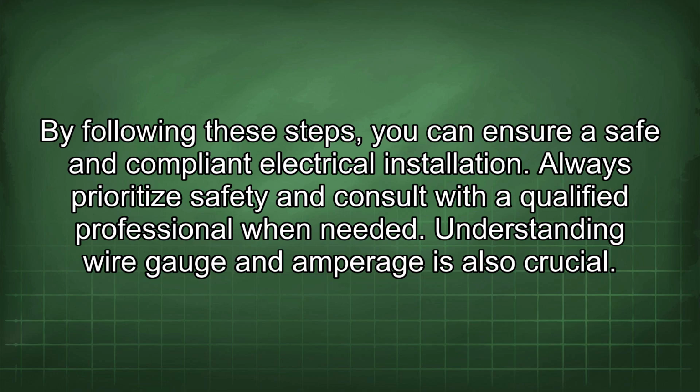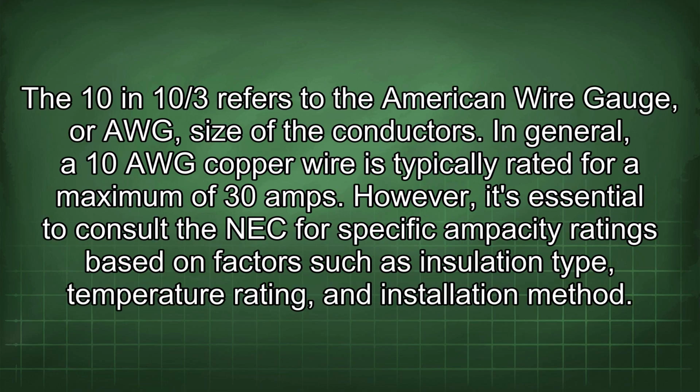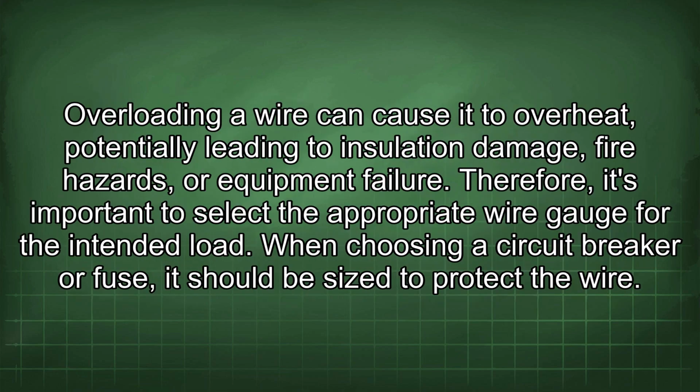Understanding wire gauge and amperage is also crucial. The 10 refers to the American wire gauge, or AWG, size of the conductors. In general, a 10 AWG copper wire is typically rated for a maximum of 30 amps. However, it's essential to consult the NEC for specific ampacity ratings based on factors such as insulation type, temperature rating, and installation method. Overloading a wire can cause it to overheat, potentially leading to insulation damage, fire hazards, or equipment failure. Therefore, it's important to select the appropriate wire gauge for the intended load.